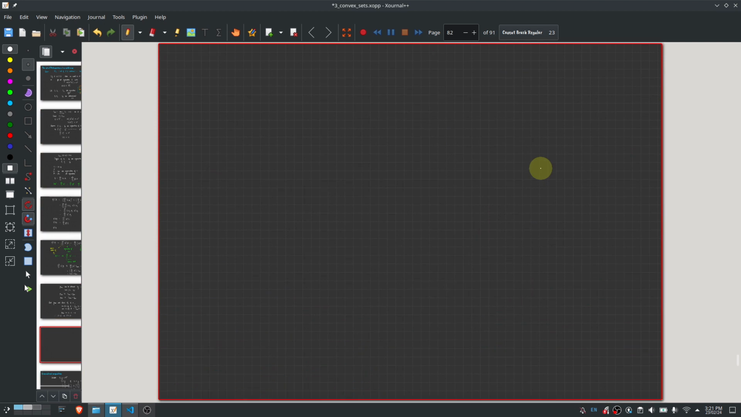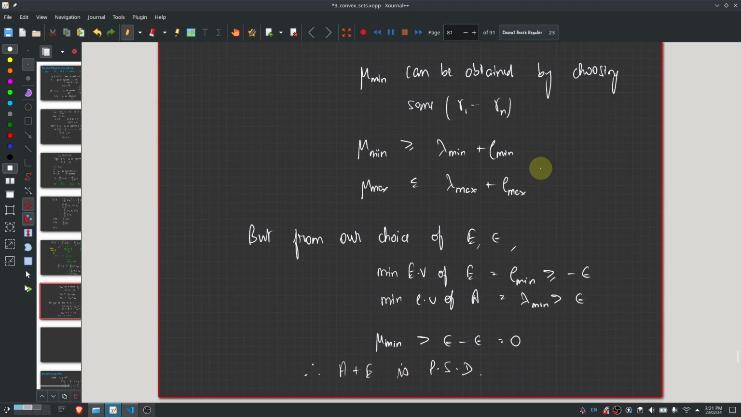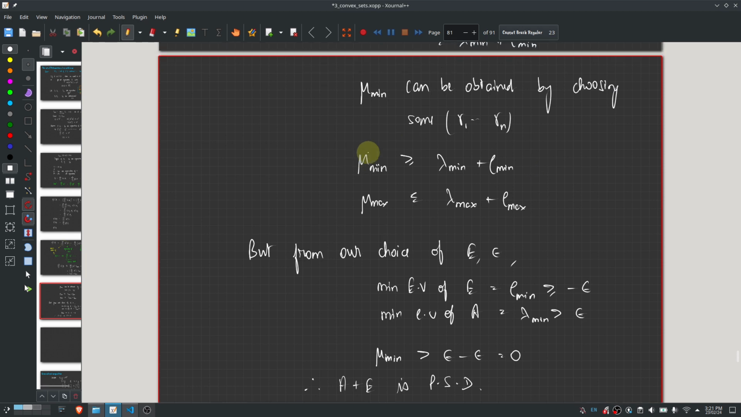Yes. So could you discuss the last step, where we proved that mu min is greater than lambda min? Correct. You proved that this is the case. Okay.